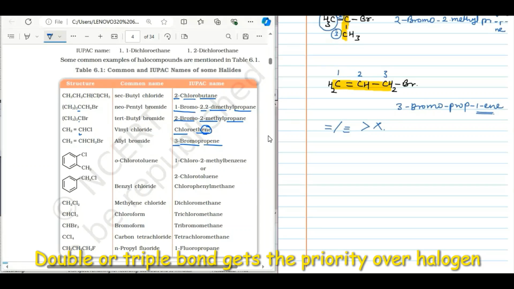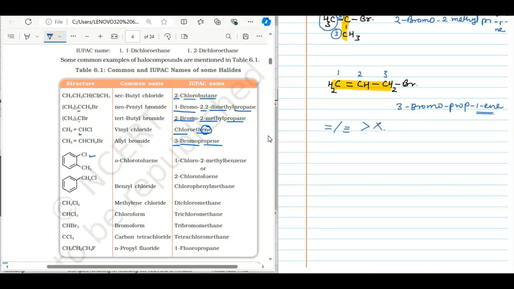Here this is a benzene ring and there is one chlorine and one methyl group bonded. So chlorine is the functional group. So when you number the ring, you have to number in such a way that chlorine gets the lowest possible number. So we will start numbering from chlorine 1 and this is 2. So the name of this molecule will be 1-chloro-2-methyl benzene.